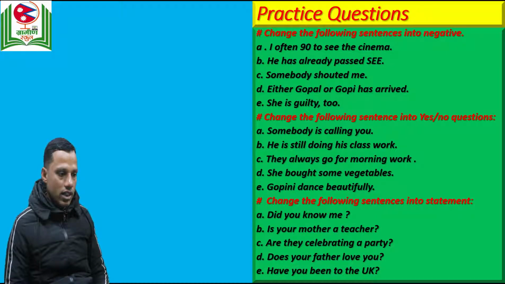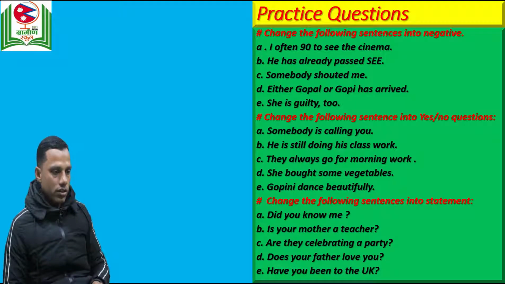Okay, now let's move to the next one. How to change the following sentences into statements. I have 5 sentences for you. You have to change them into statements, right? Let's see number A. Did you know me? This is in question form. Now you have to change this into a statement. Let's begin with the subject first. We have the subject you, then we have the verb know. The question begins with did, so we have to change the verb into its past tense, verb 2 form. So you can do it as: you knew me. Did you know me can be changed into a statement as you knew me. Know changes into knew, right?